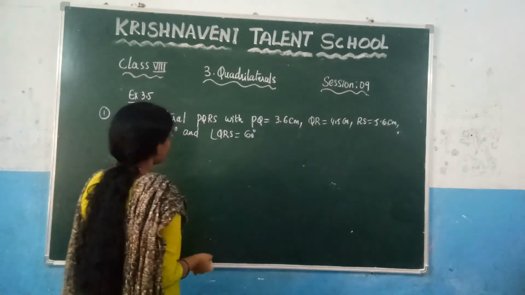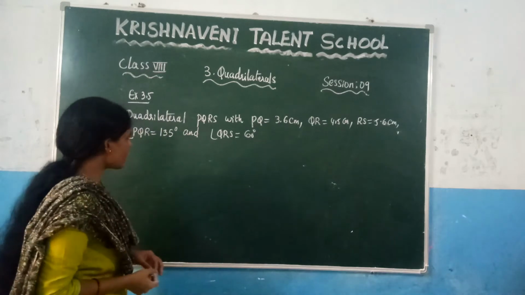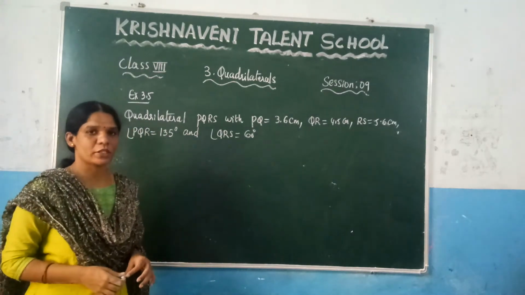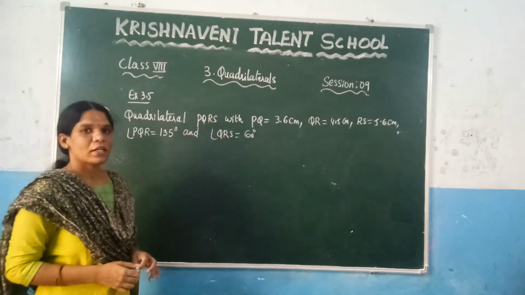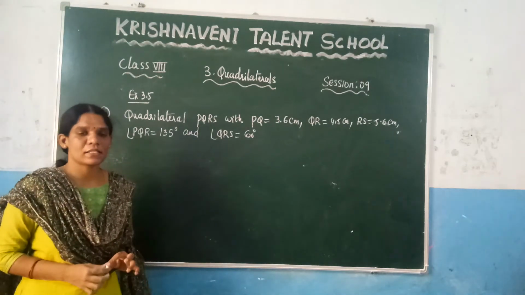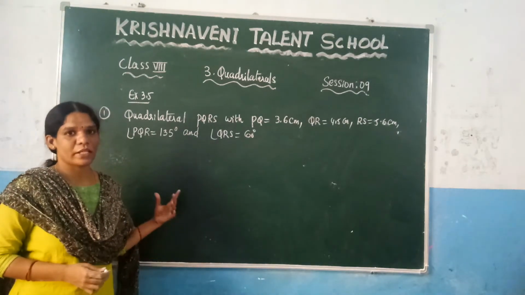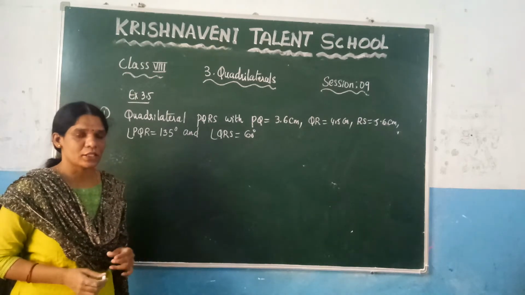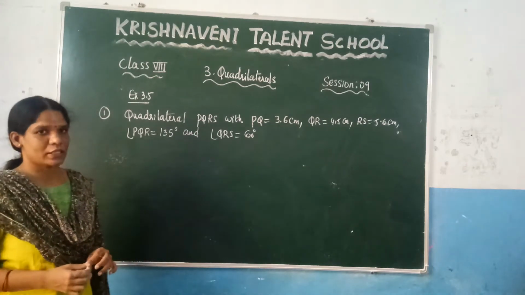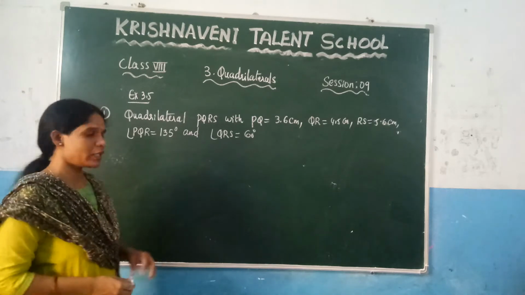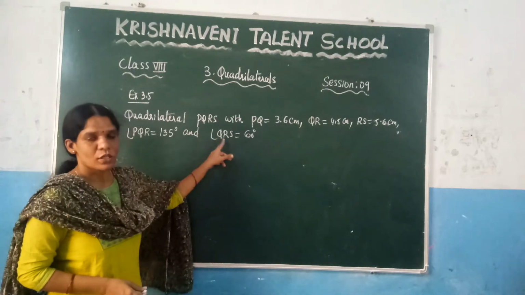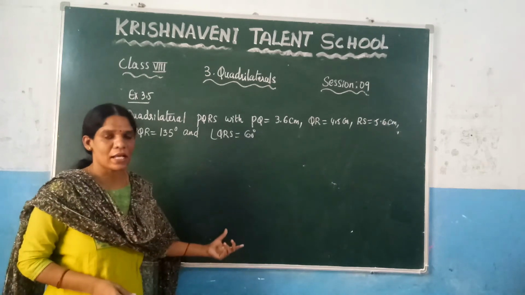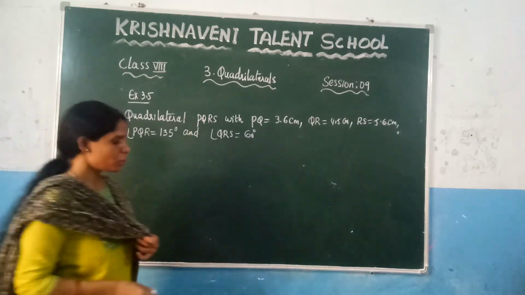So here they have given 3 sides and 2 angles. Based on this you need to construct the quadrilateral PQRS. Now the angles they have given, you need to take as the base, and it is very easy to construct the quadrilateral. So what are the angles they have given here? They have given angle Q and angle R. So if you take QR as the base, it is very easy to construct.